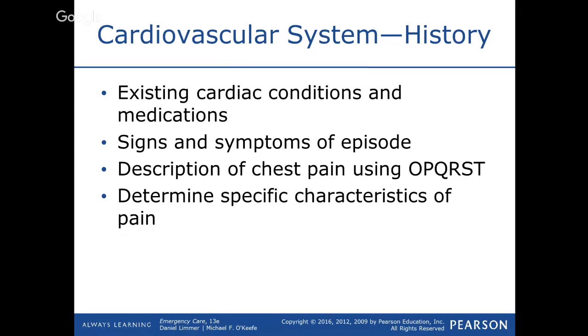So, description of the chest pain using OPQRST. I'm having this chest pain. Okay, when did it start? It started 30 minutes ago. Does anything make it worse? Well, whenever I stand up and walk to the refrigerator to get another beer, it gets worse. Quality of the pain: what does the pain feel like? Can you describe that pain to me? It feels like an elephant sitting on my chest. Radiate: does it radiate anywhere? Yeah, it goes down into my arm.